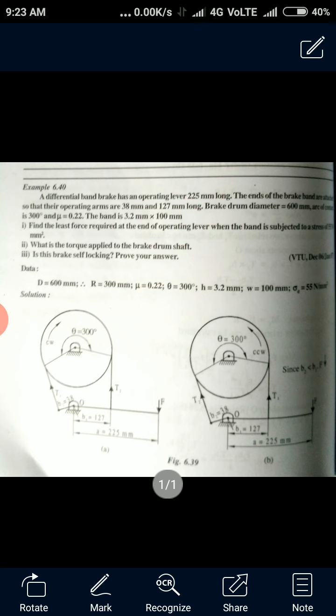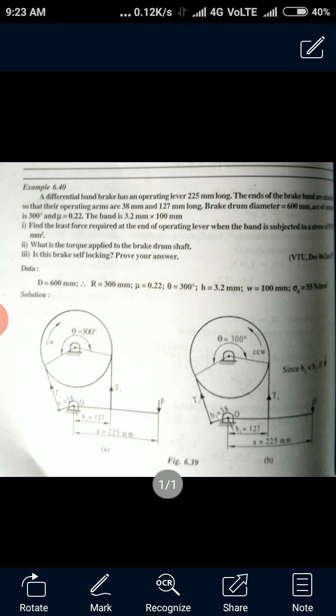Brake drum diameter is 600 mm, so capital D equal to 600 mm, and the arc of contact is 300 degree. So the angle of contact theta equal to 300 degree. We can convert it by multiplying 300 degree into pi by 180, and mu equal to 0.22. Then the band is 3.2 mm by 100 mm. He has given the dimensions of the band as 3.2 mm into 100 mm.